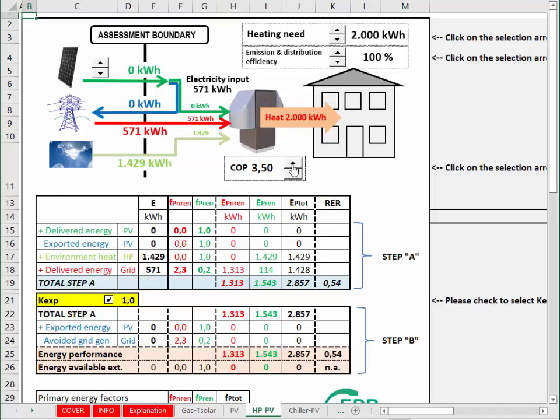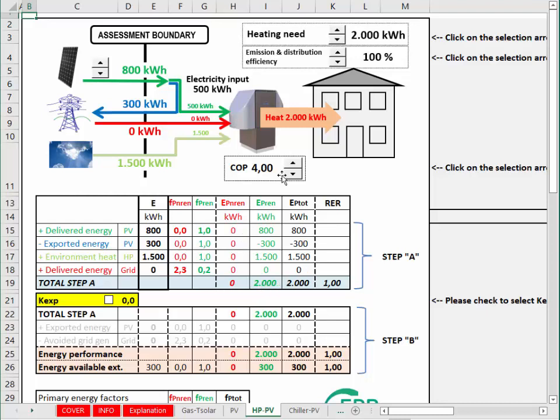Of course, if the COP increases, then the renewable energy ratio increases as well because there is less electricity compared to the heat captured from the environment. And of course, if PV electricity is used, then the renewable energy factor will increase and reach 1 with K exported equal 0.